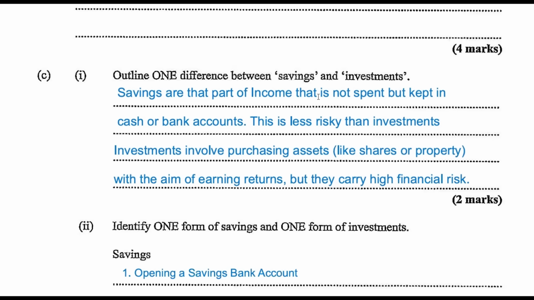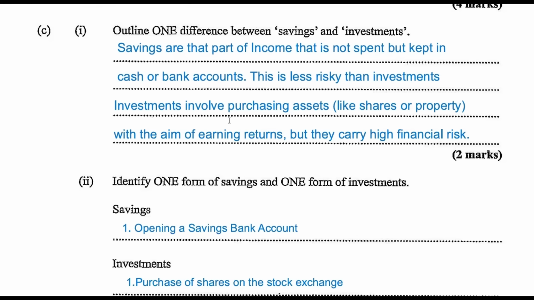Now, savings, as we know, are that part of income that is not spent but kept in cash or bank accounts. It is less risky because you're just putting money here to leave it over time. Investments, however, involve purchasing assets like shares or property with the aim of earning returns. So you're actually taking your money, purchasing assets, hoping to get back a return in the future. So therefore, these carry a higher financial risk than savings.